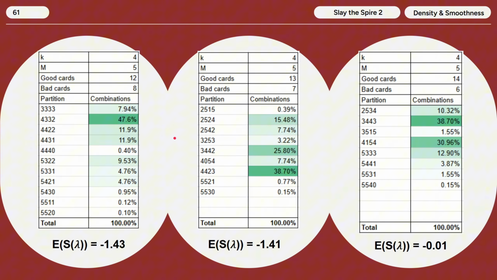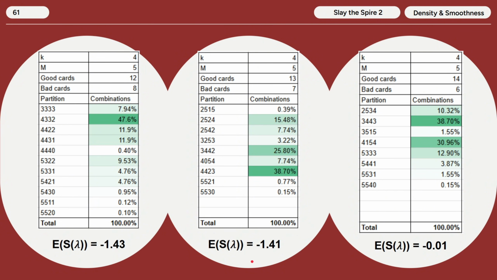And here's some slightly different numbers. Let's say we've got some quality transforms on this deck, and we went from 11 good cards to 12 good cards, or 13, or 14. What's the expected surplus of that particular deck? Well, if we have 12 good cards in 20, 47% of the time we're going to draw a petition 4332. And if we get up to 13 cards, now 40% of the time we're going to get 4423. 25% of the time we're going to get 3442.